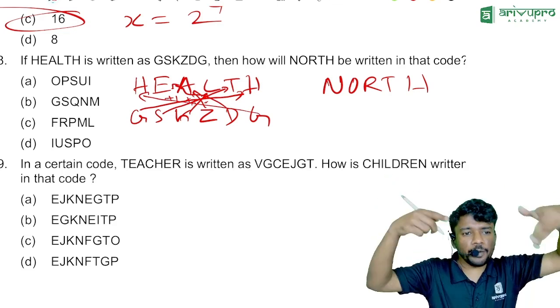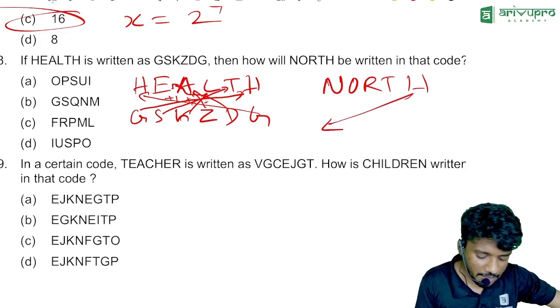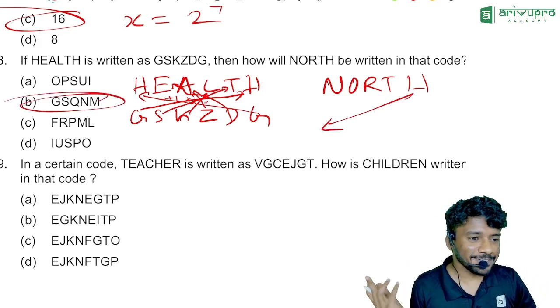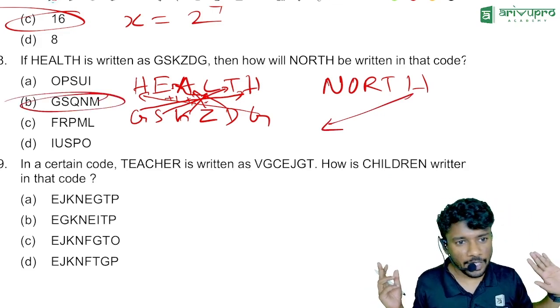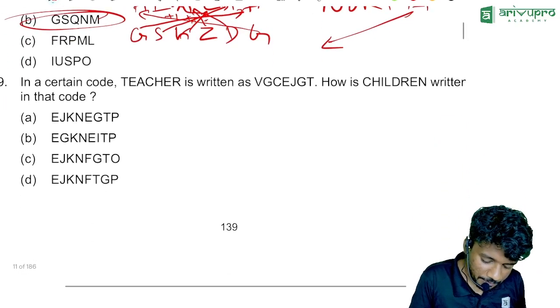Minus 1. We should think in the opposite also. That is also fine. H will be what? G. Option B. You got the answer right away. Okay. G only will become H, right? So that is the case. Next question.